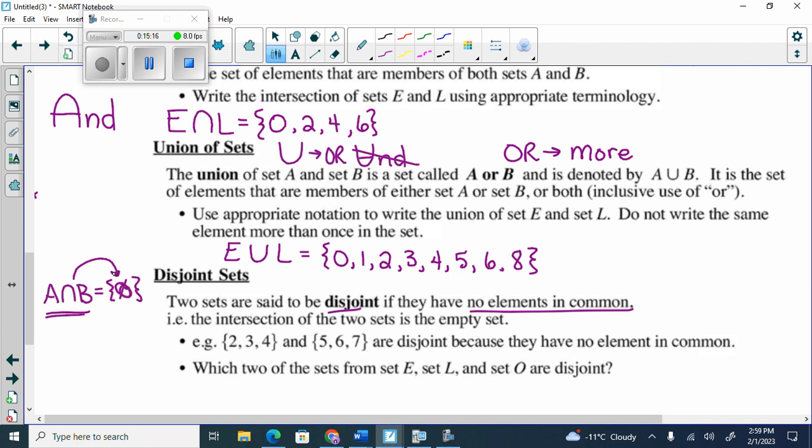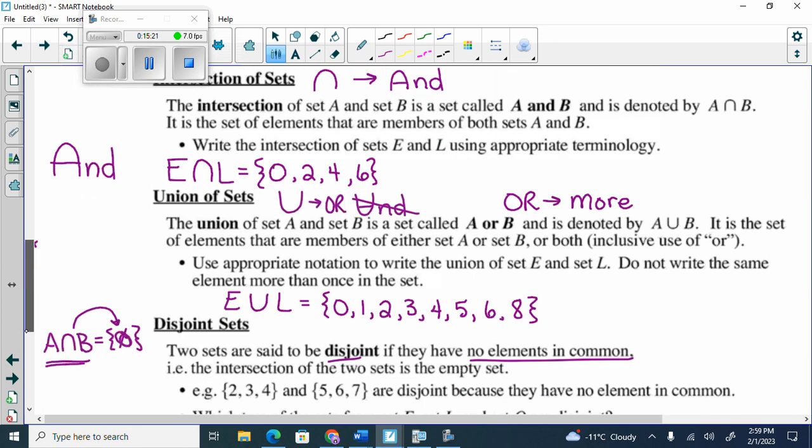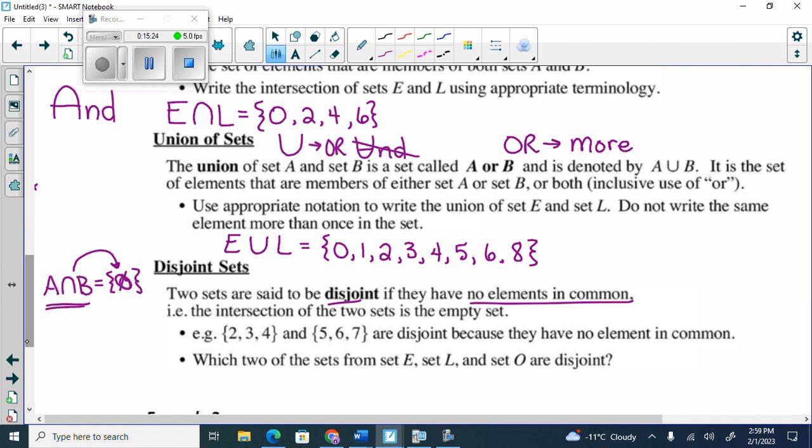So here it says which of the two sets from sets E, L, and O are disjoint. Well, I'm going to list them again. So E, hold on, this paper's down. You have it on your page, so you don't have to, but my board's too small. Are there any two sets here that have not one element in common, Sam?